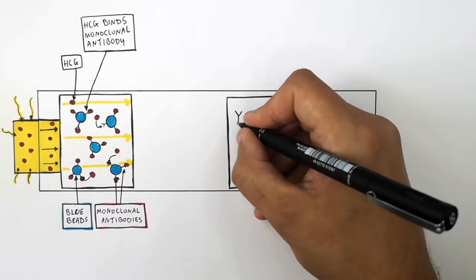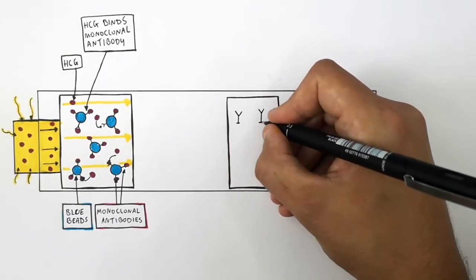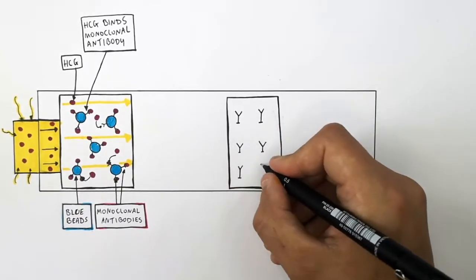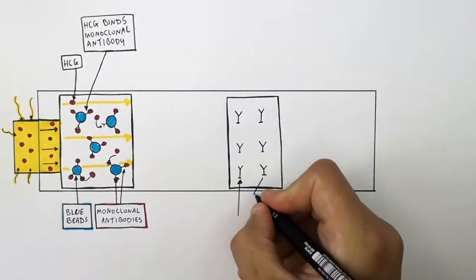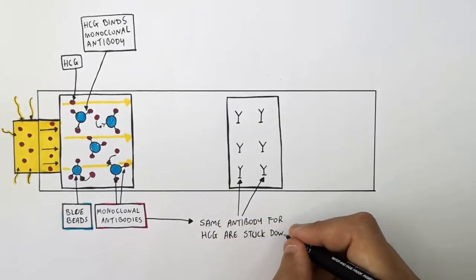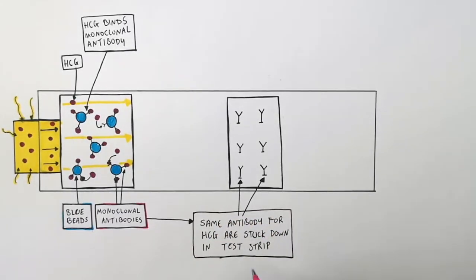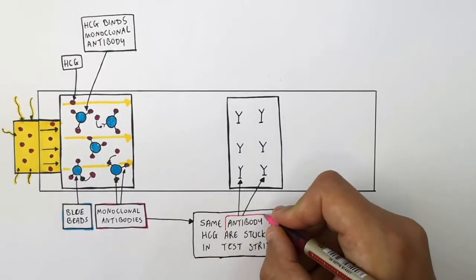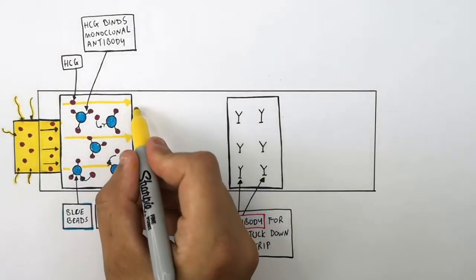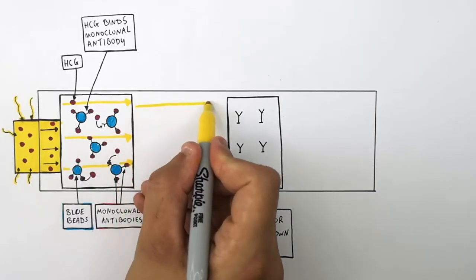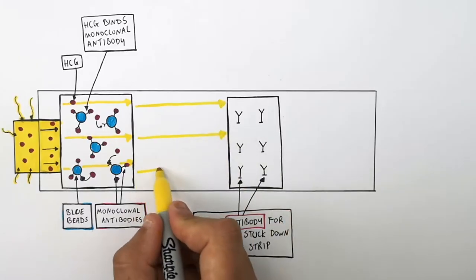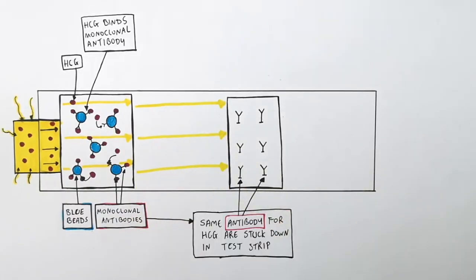These antibodies that I'm drawing are monoclonal antibodies for HCG, but these are stuck down in the test strip. They're the same antibodies for HCG, but these are stuck down in the test strip. So the urine, now containing the blue beads that have the monoclonal antibodies attached to them with the HCG attached to the antibodies, they're now going to move along the pregnancy test.